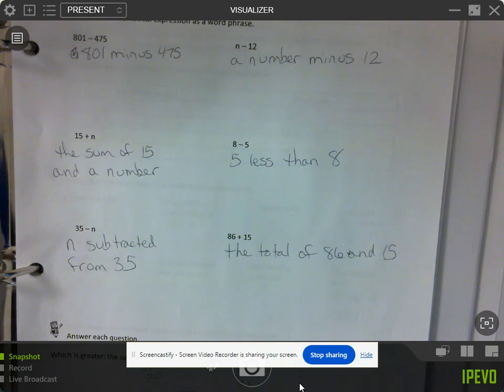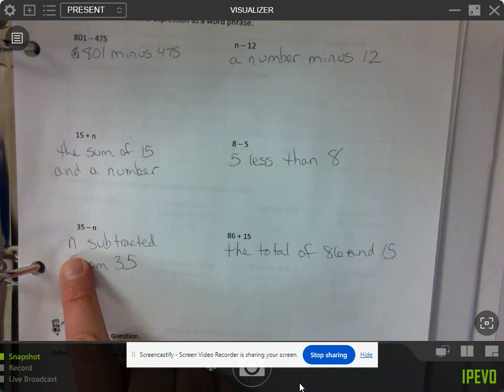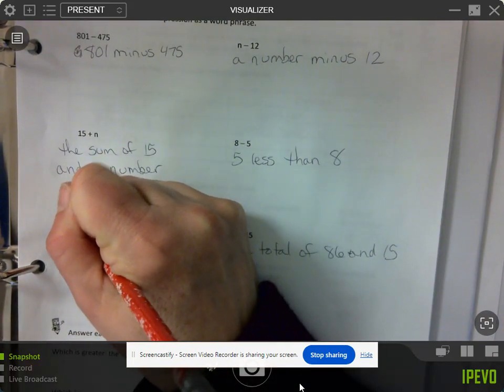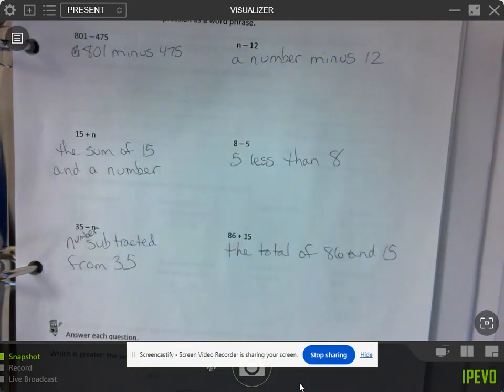Claire: For 35 minus 10, can we put a number to subtract 35? When you're writing the word phrase, it should be a number. I put n. Yeah, you are right. That should be a number subtracted from 35.